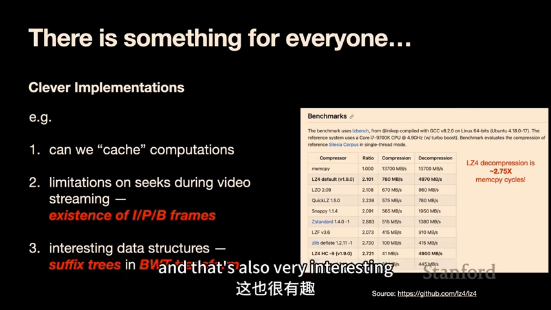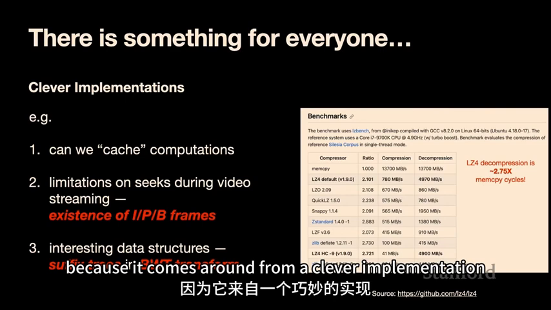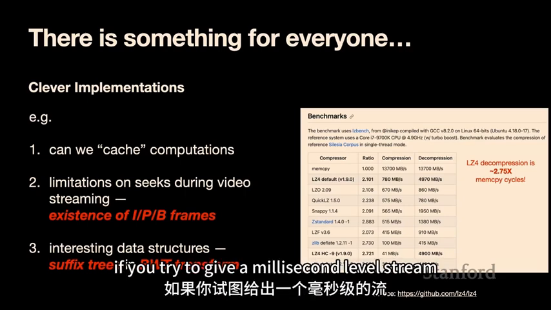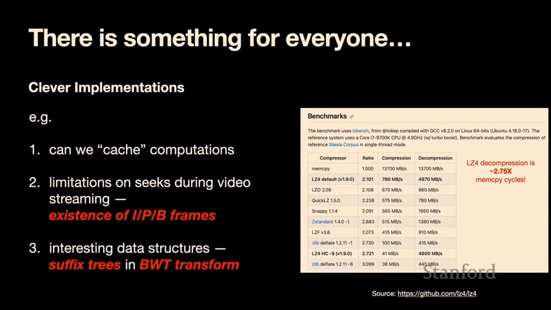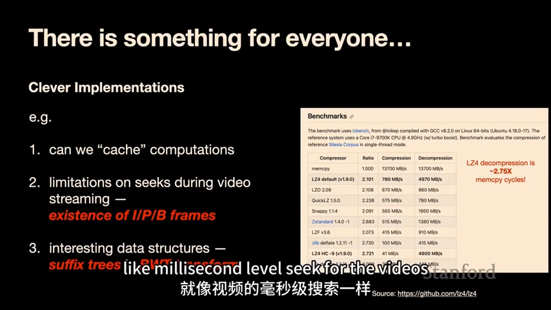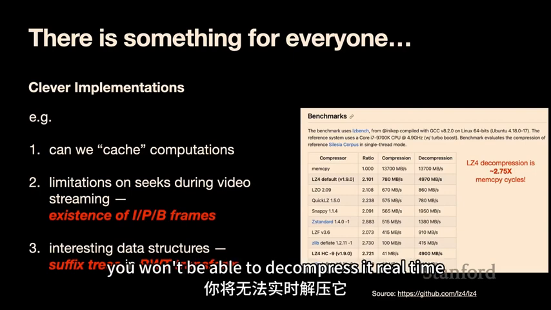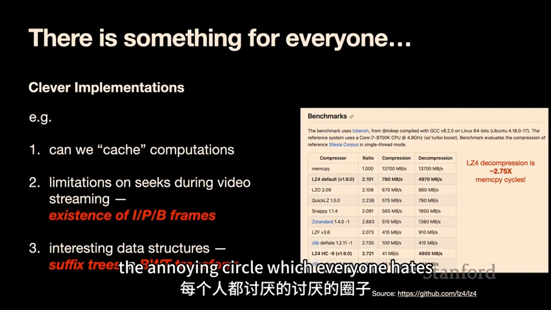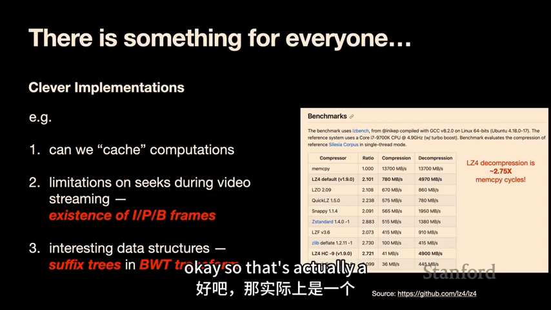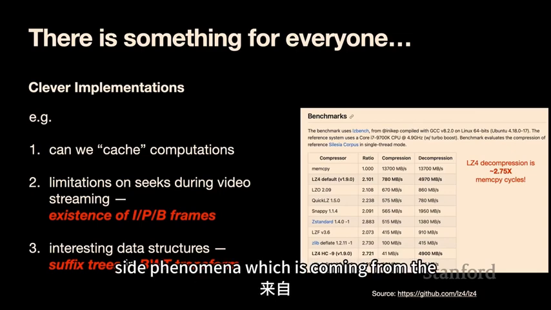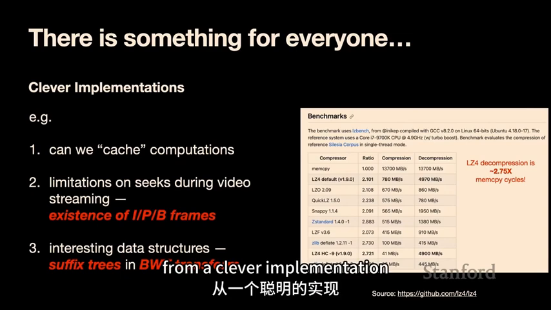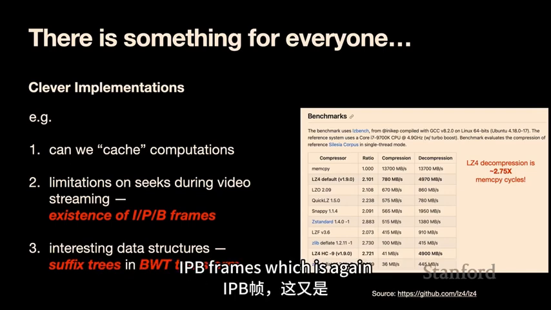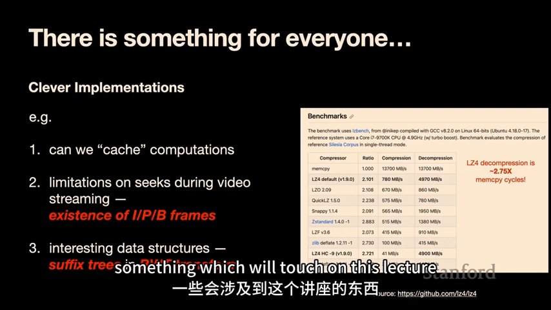Okay? And that's also very interesting because it comes from a clever implementation that lets you stream videos in real time. If you try to give a millisecond-level seek for the videos, you won't be able to decompress it in real time. And then you'll start seeing the annoying bar, the annoying circle, which everyone hates. So that's actually a side phenomenon coming from a clever implementation. And there, basically, you have something called frame groups, IPB frames, which is again something we'll touch on in this lecture at some point.